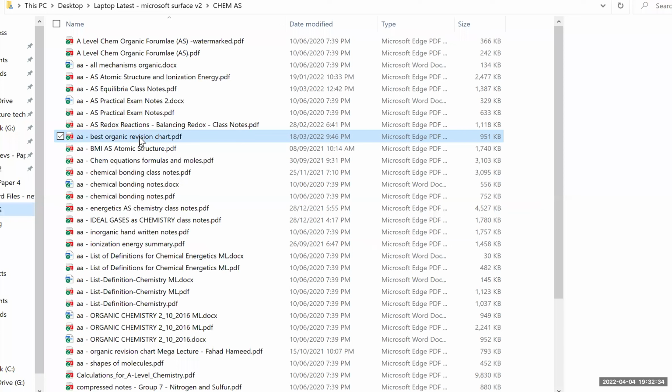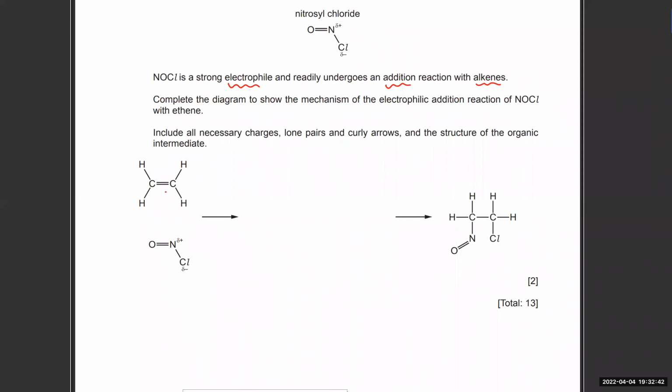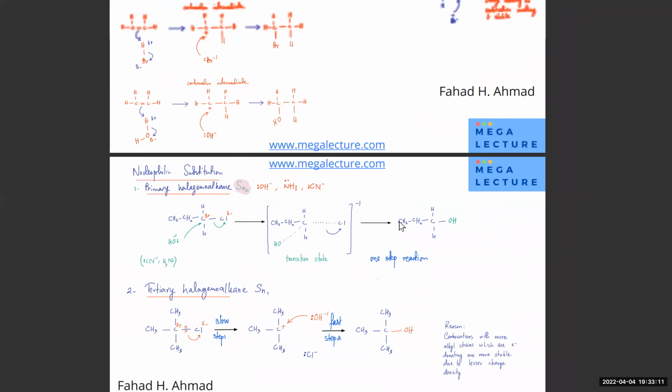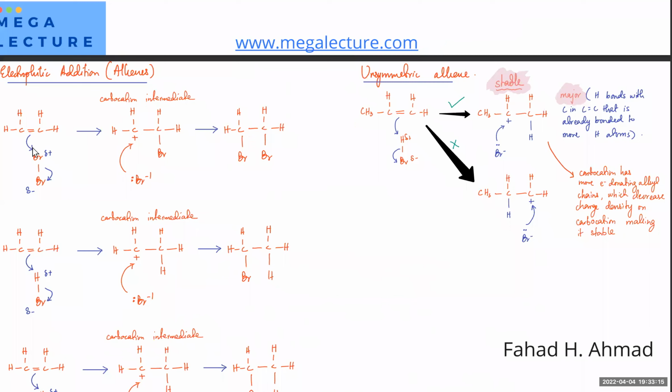So if you look at the electrophilic addition reactions, I'm going to just draw this. The pi electron cloud is attracted to the positive charge over here. And the negative chlorine and the electrons over here are going to get repelled. So that's your first step. He's saying include all necessary charges, lone pairs, and curly arrows, and the structure of the organic intermediate as well. So that is kind of the first step. This is basically what's happening in the reaction. The positive atom gets attracted to the double bond, and the negative one gets repelled by the double bond electrons. So that's the first step.